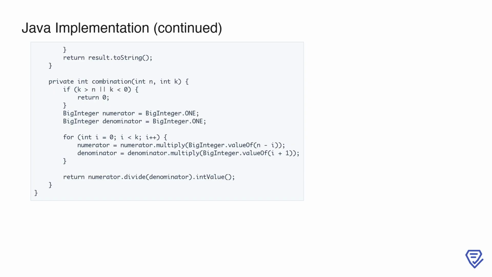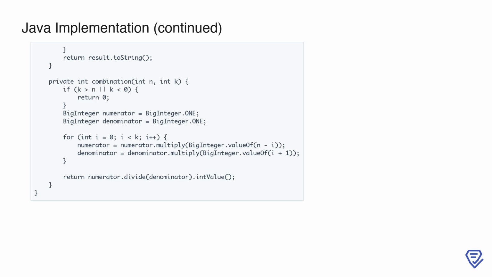The helper method combination is crucial for calculating the number of ways to arrange the remaining horizontal and vertical moves. The method takes two parameters, n and k, and returns the number of combinations of choosing k items from a total of n. To handle large numbers, we utilize BigInteger for both the numerator and denominator. The numerator is calculated by multiplying consecutive integers from n down to n-k+1, while the denominator is the factorial of k. After computing these, we divide the numerator by the denominator and return the result as an integer. This ensures that the combination calculation is both efficient and accurate, even for larger values of n and k.